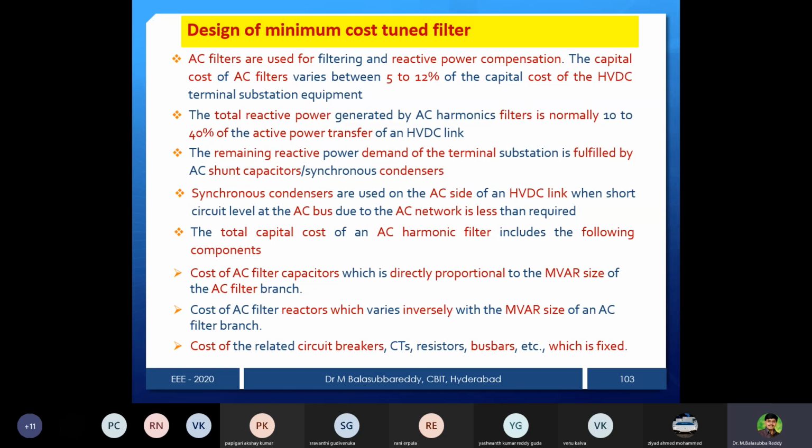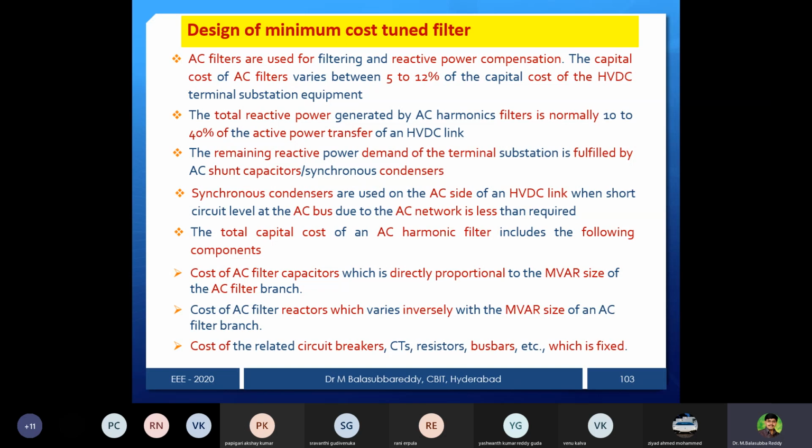Another cost is the reactor, that is the inductors. We can see that the cost of the AC filter reactor varies inversely proportional with the MVAR size of the filter. And the third one is other cost. We can say circuit breakers, CTs, PTs, resistors, bus bars, all other equipment, that we call a constant cost, or in general you can say constant cost.